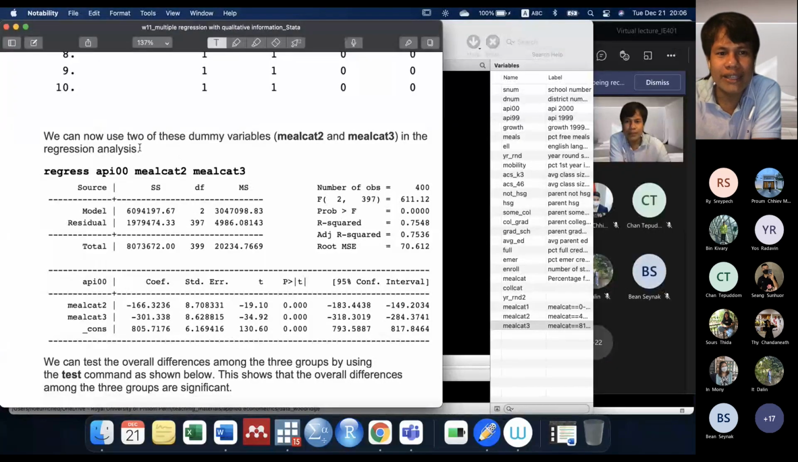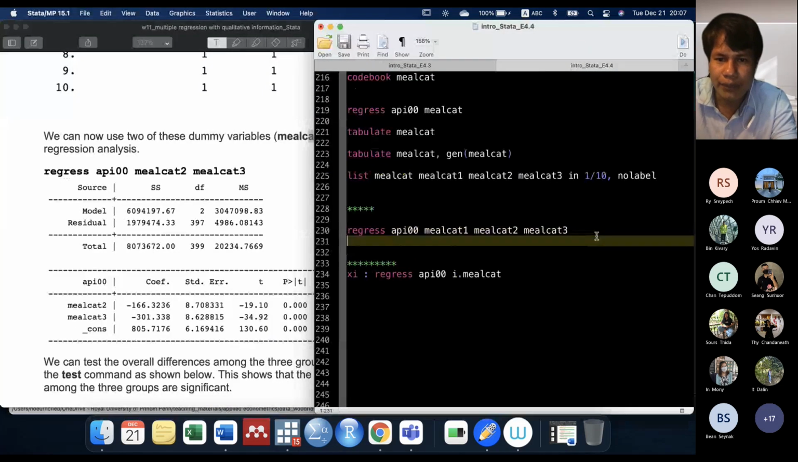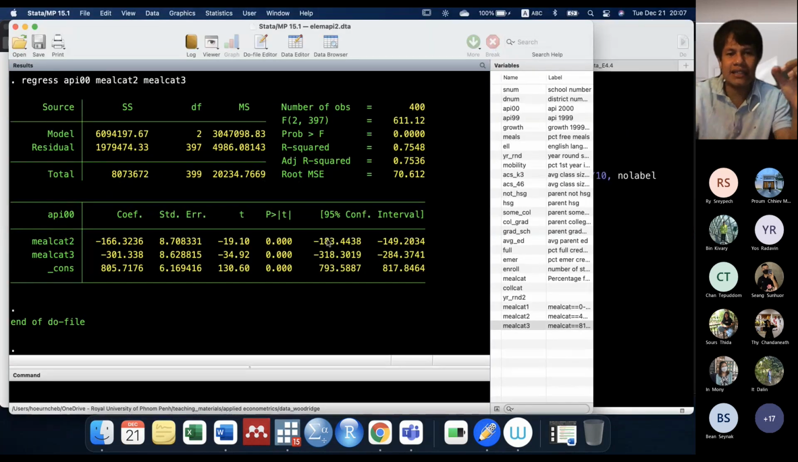Now, assuming that we want to run a regression with dummy 2 and dummy 3, and we leave out dummy 1. So we run these regressions. Leave out dummy 1, meaning that meerkat 1 will become your base category. You click run, then you will obtain this regression result.